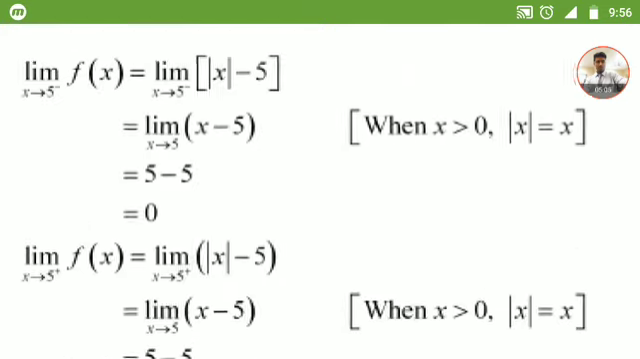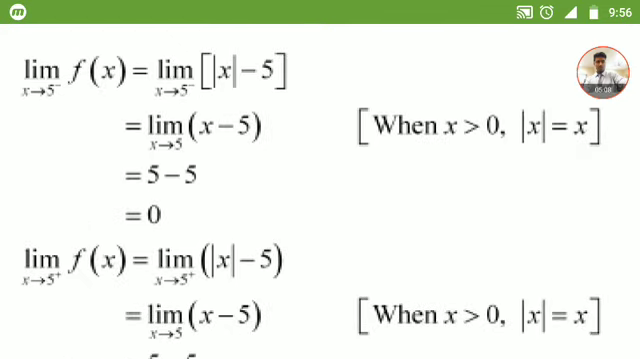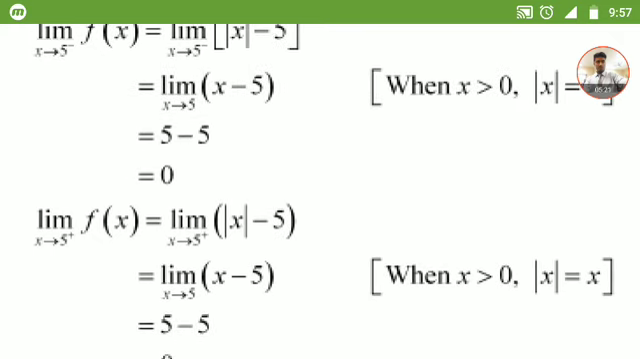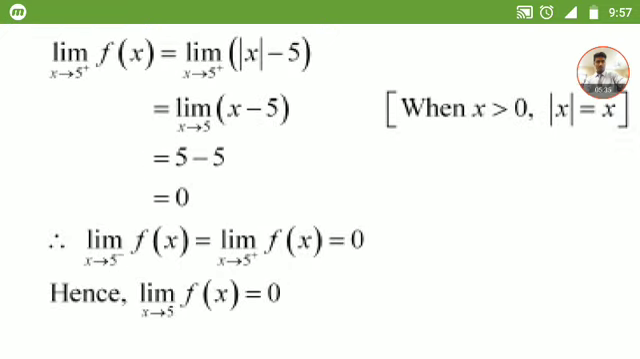Here the limit is x tending to 5 and not 0, that is why we're checking this. You're taking values less than 5, and those are positive, so mod x is x and you just put in the values. You'll get 5 minus 5, which is 0. For x greater than 5, obviously mod x will always be positive, so you just put 5 and 5 minus 5 is 0. So the left hand limit and right hand limit are the same, so you can conclude at the end that the limit of f of x as x tends to 5 is 0.